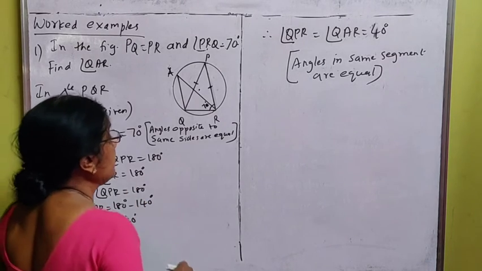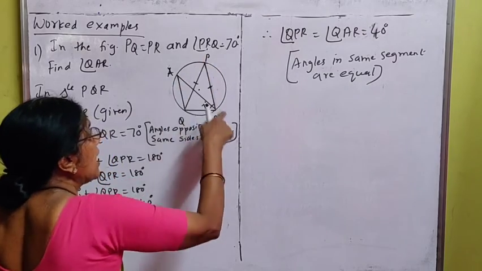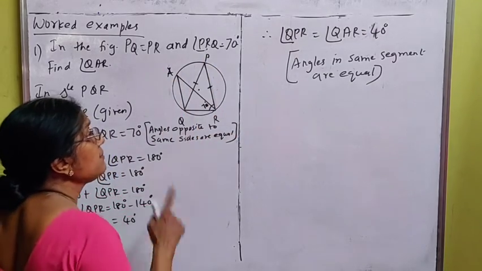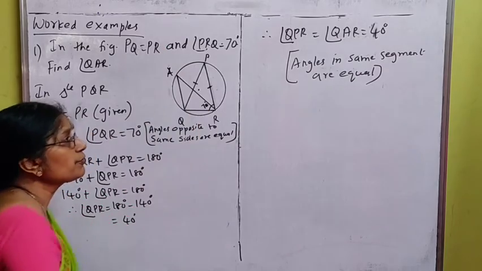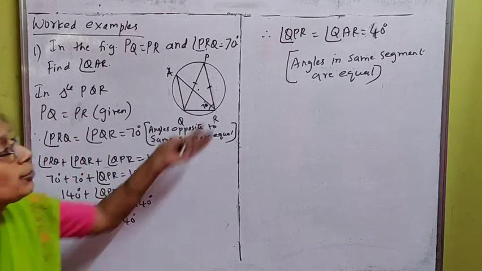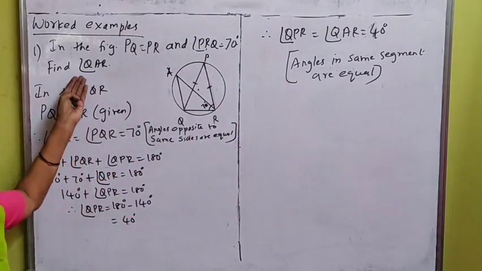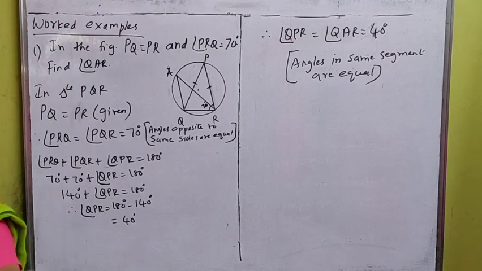Angles in the same segment. Which are in the same segment? QPR and QAR. Angles in the same segment. If QPR becomes 40, what will become QAR? QAR also became 40. You have to find out what is angle QAR. This is how you have to solve the sum.